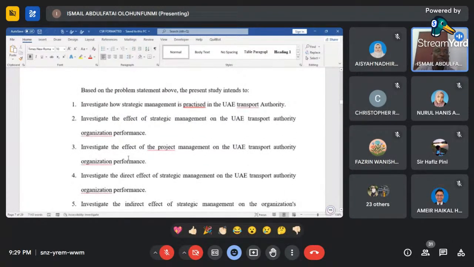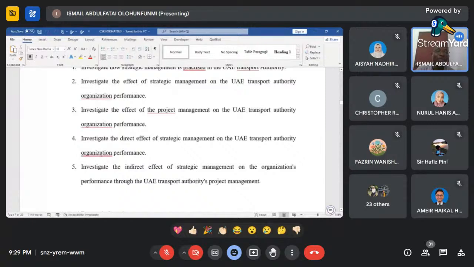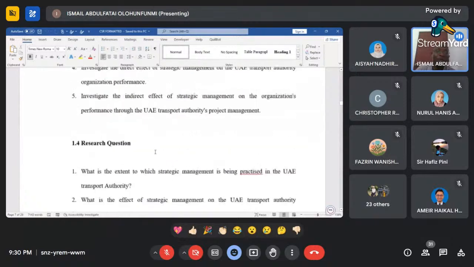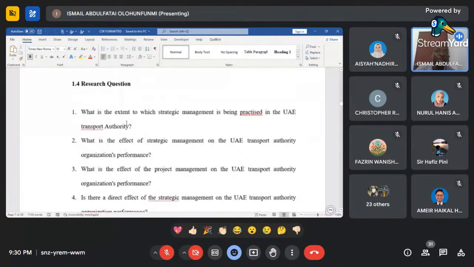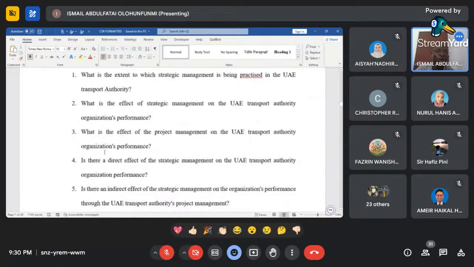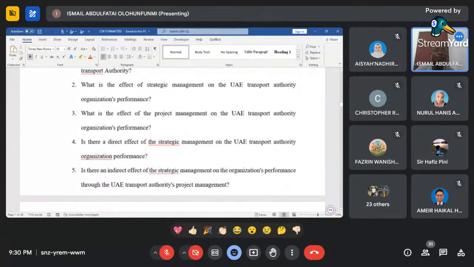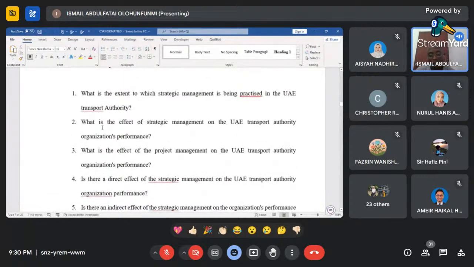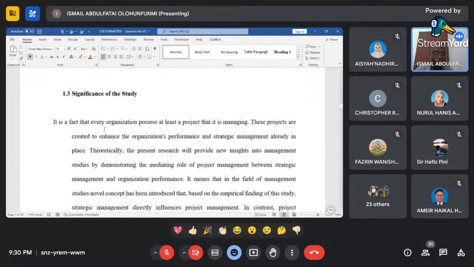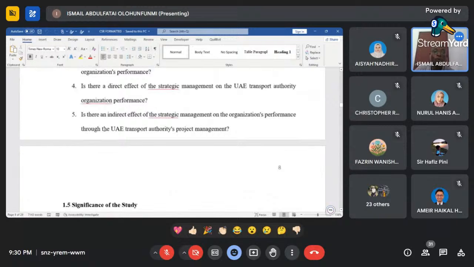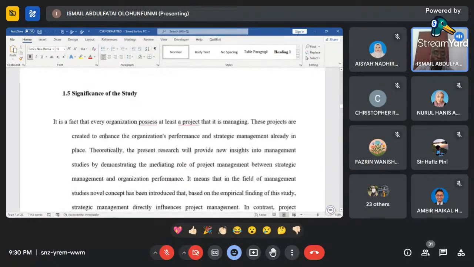If you look at the research objective, you see that you talk about investigate, investigate. It doesn't matter if you repeat investigate for the whole thing, just write the right thing. So what is the extent to which strategic management is being practiced? What is the effect of? Is there any direct? From the research question and research objective, you will know that this study is doing a quantitative study. You get my point. It is not that you will be writing how, explore, no. Then the significance of the study.